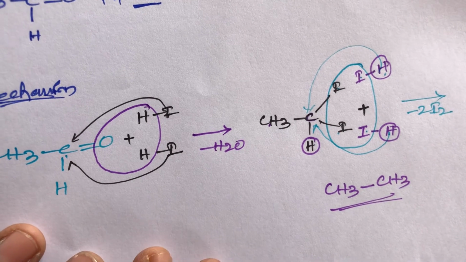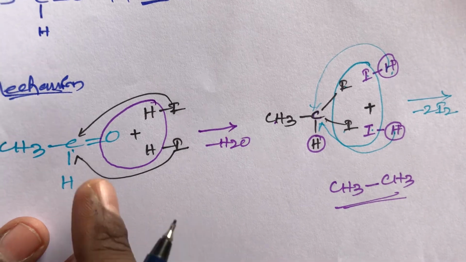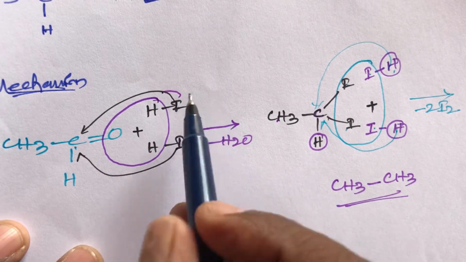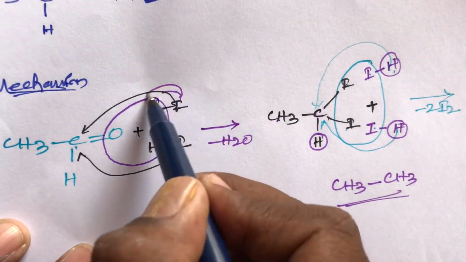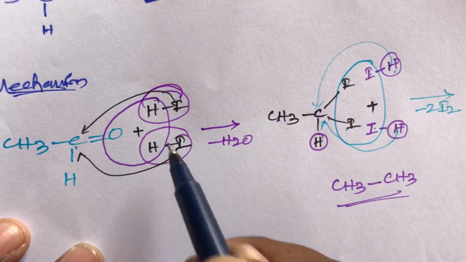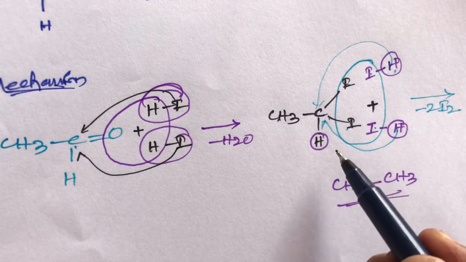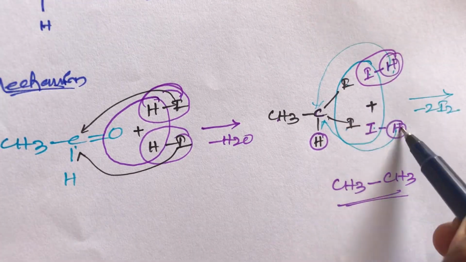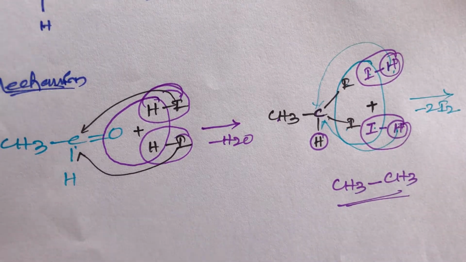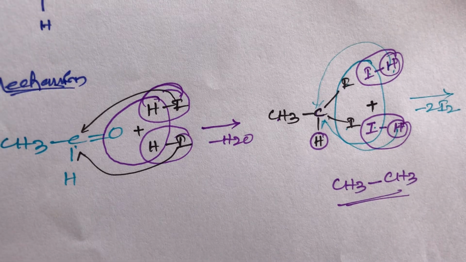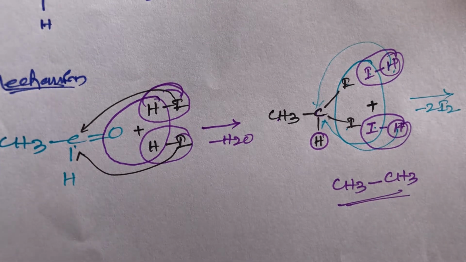In this reaction, how many moles of hydrogen iodide are involved? In the first step it is 2 HI, here 1 HI, here 1 HI, so 2 moles of hydrogen iodide are involved. In the second step also 2 moles of hydrogen iodide are involved. So in the total reaction, 4 moles of hydrogen iodide are involved. This is a simple trick for the mechanism.